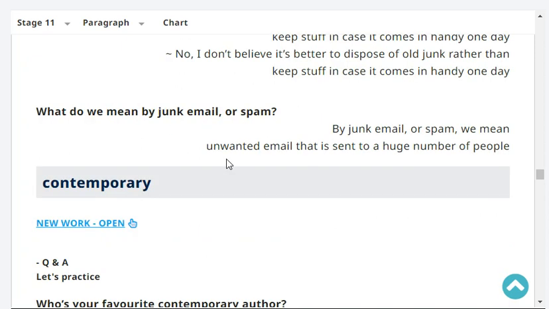Very good. What do we mean by junk email or spam? By junk email or spam, we mean unwanted email that is sent to a huge number of people.